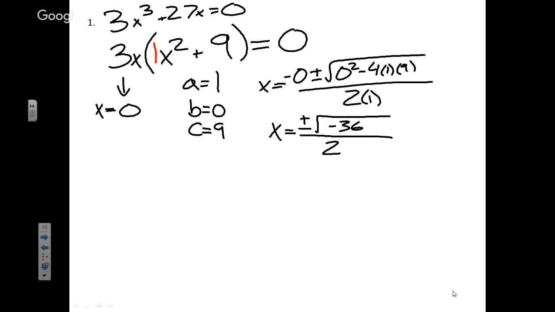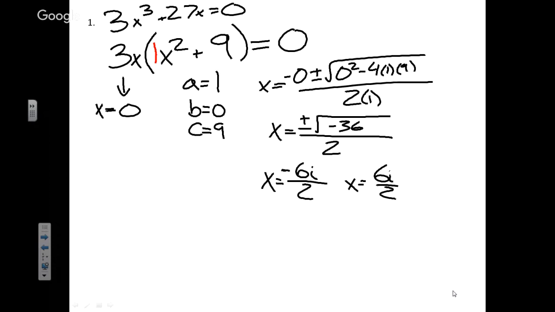So when we have the square root of negative 36, what's that going to be? The square root of 36 is 6. We're going to have this plus or minus here. But we have a negative there, so what's that going to make it? i. So we're going to have x equals negative 6i divided by 2, and x equals 6i divided by 2.